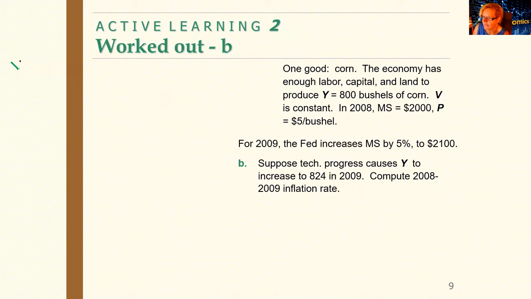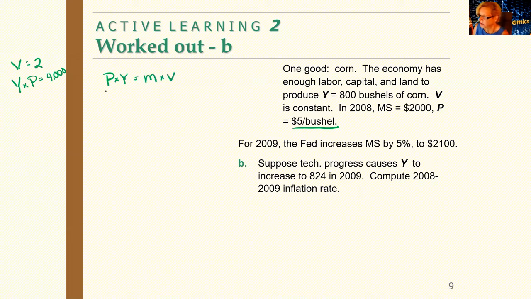So remember that velocity was going to be held constant at 2. Our previous price per bushel was 5. Our previous nominal GDP was 4,000. Okay, so let's go ahead with the quantity equation. And again, remember that's the price level times real GDP is equal to the money supply times velocity.